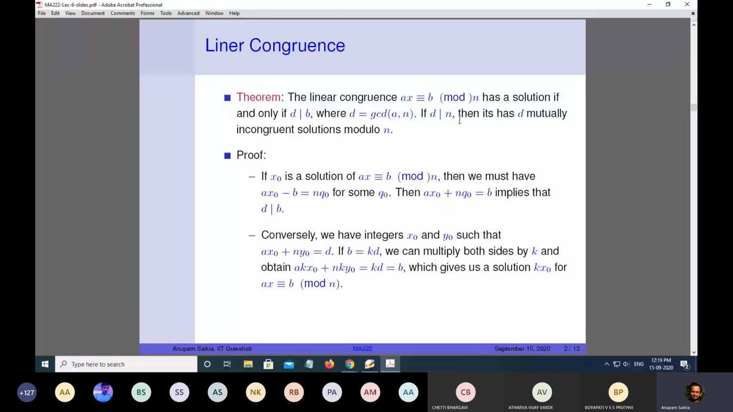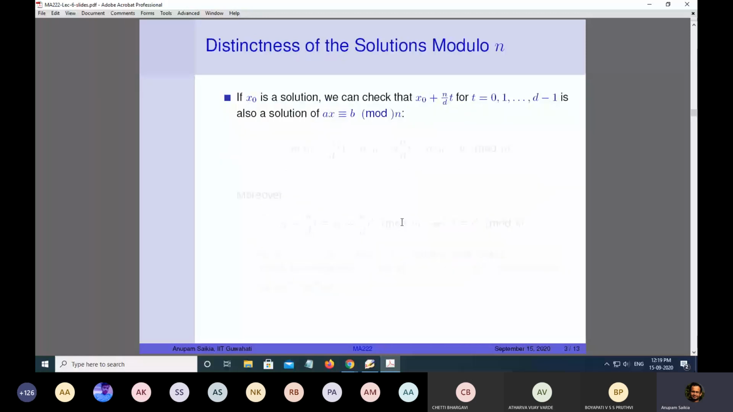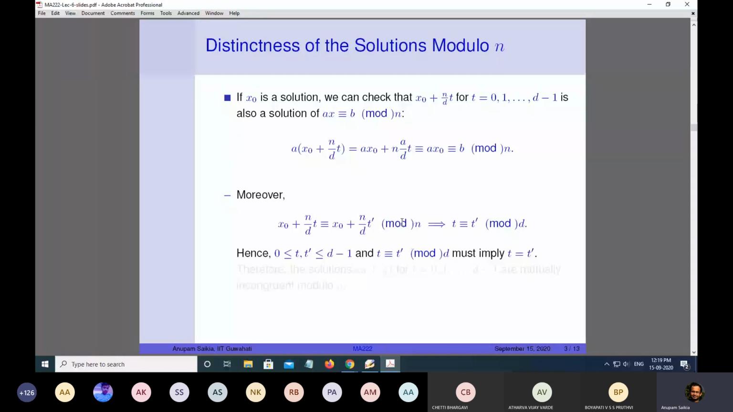But now we have to show that there are no more solutions. We are still one step short. We have to do one more step. First, we showed that a solution exists if the GCD divides b. Secondly, we showed that if x0 is a solution, so are these ones, and these are all distinct mod n. Finally, I have to show that if I pick any other solution y0, then y0 has to be one of these. y0 has to be x0 plus n by d times t for some t in this range, modulo n.